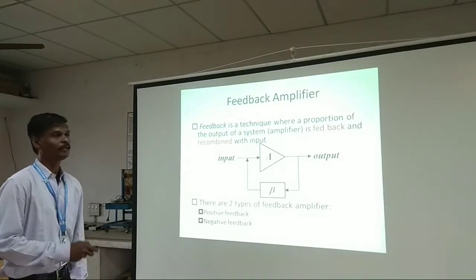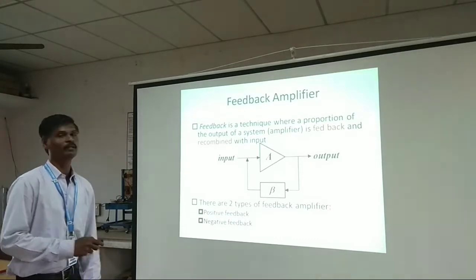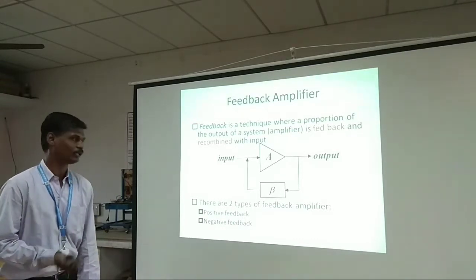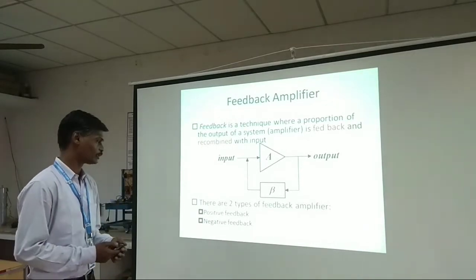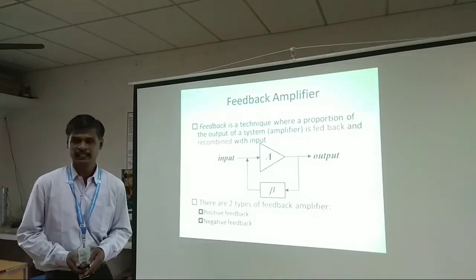And this beta may be added along with the input, or it may not be added along with the input. Otherwise, it can be subtracted. So that is why here we have two types of feedback. One is called positive feedback and the other one is called negative feedback.